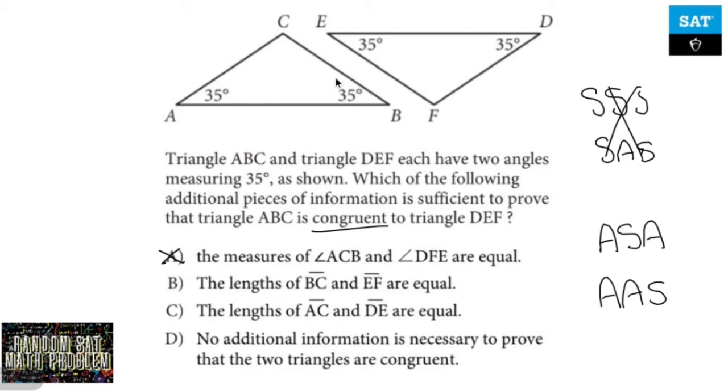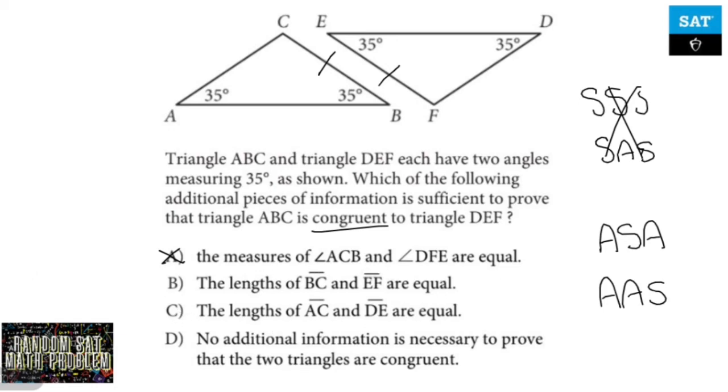Let's see what BC looks like, and EF. Now, this has promise because these two guys are an angle and a non-included side, so I have AAS, but let's just double check. I'm going with B, but let's see what C looks like.